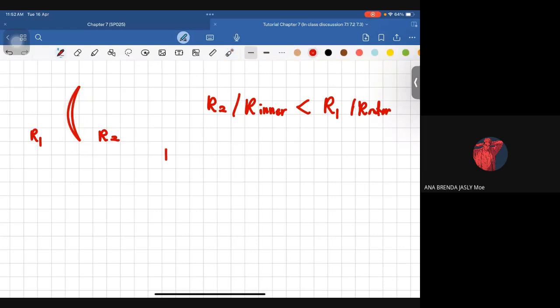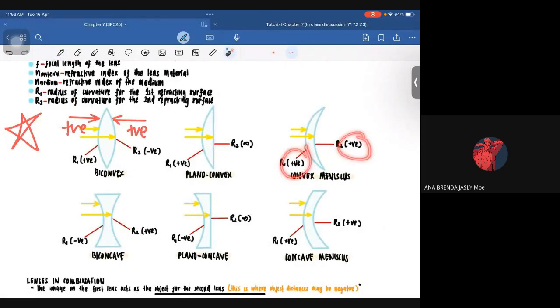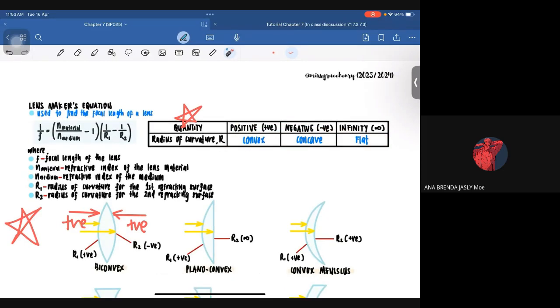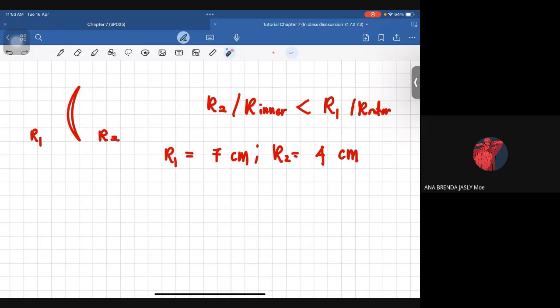Okay, so dari sini R1 sepatutnya 7 cm. R2 is then supposedly to be 4 cm. Boleh faham? Boleh faham macam mana mau decide? Okay. So lepas tu kita kena decide juga whether it is going to be positive or negative. So itu based on this one lah. Based on this, light akan jumpa apa dulu. Contohlah, since this is convex, this is also convex, it's going to be positive and positive.